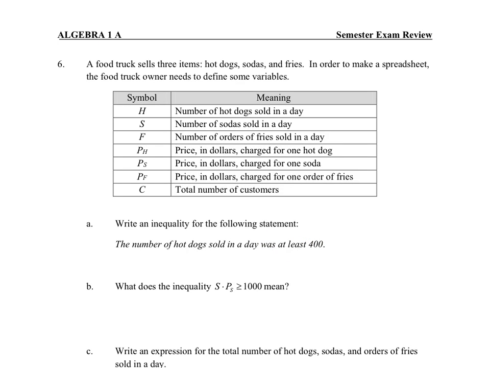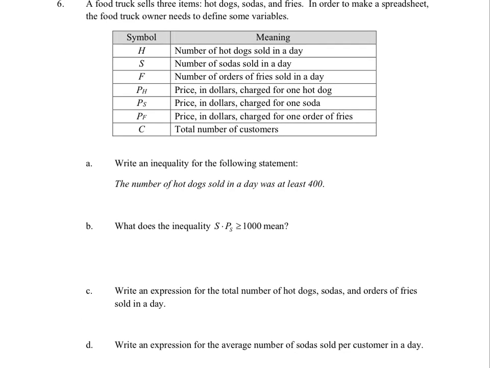Question 6. A food truck sells 3 items: hot dogs, sodas, and fries. In order to make a spreadsheet, the food truck owner needs to define some variables. So we have in this chart the defined variables, and what we're asked is to write an inequality for the following statement. The number of hot dogs sold in one day was at least 400. Well, we can see that capital H stands for the number of hot dogs sold in a day, so we're going to have capital H, and that was at least 400, which means that this had to be greater than or equal to 400 because H had to be larger or equal to 400.